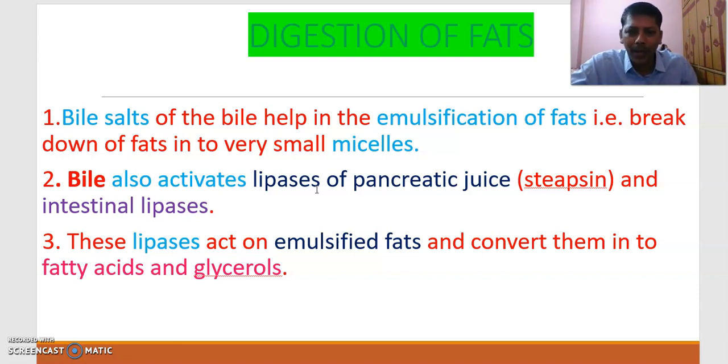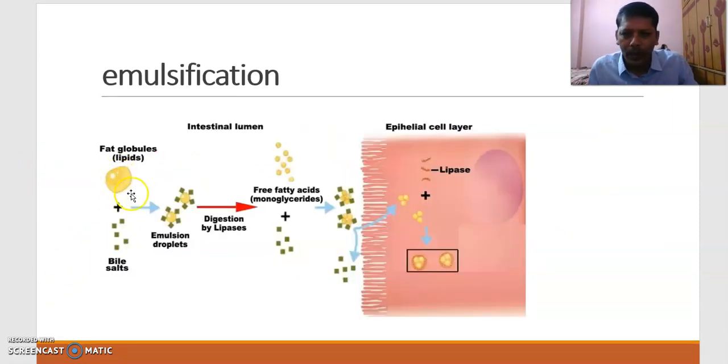How? Bile salts of bile help in emulsification of fat, that is, breakdown of fats into very small micelles. Why should larger fat molecules be converted to very small micelles? Because it increases the surface area. As the fat molecule is broken down into smaller ones, the surface area increases. Therefore, enzymes, lipases, can act on them easily.